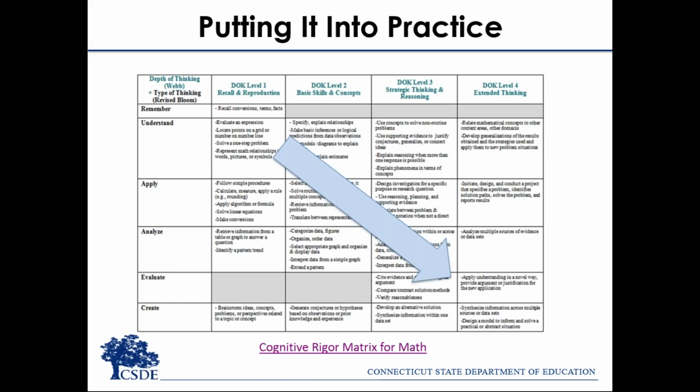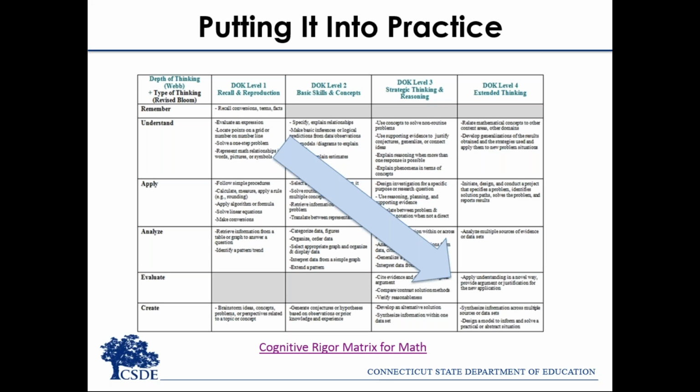The cognitive rigor matrix integrates Webb's depth of knowledge with Bloom's taxonomy that we are most familiar with. When we are looking at putting this into practice, we really are looking at trying to go to the lower right-hand quadrant of the graph for our most complex tasks. That doesn't mean that there's not a place for DOK Level 1 problems in your tasks. You need to make sure that you have a good balance.